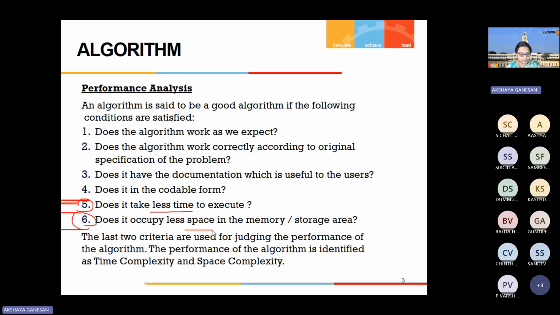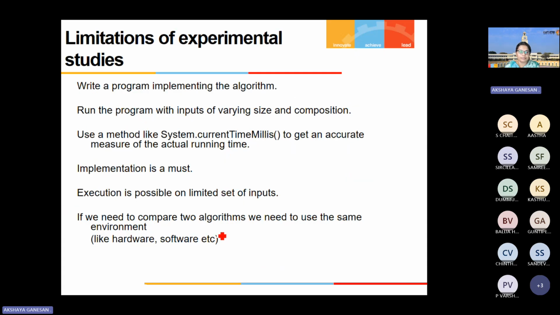We want to go out, enjoy, and have a good experience, but we don't want to spend much. We don't want to have more traffic. So it's all the same thing: less time, less space. That is always the requirement, and we analyze the performance of an algorithm by time and space complexity.